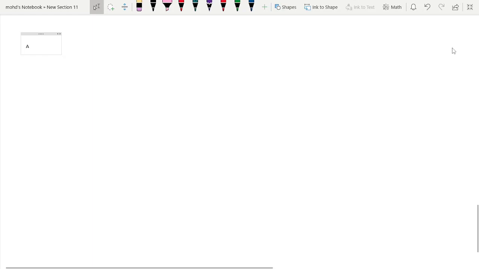Amplitude modulation. Up to now we have discussed modulation and the need for modulation. Now the first type of modulation is amplitude modulation.